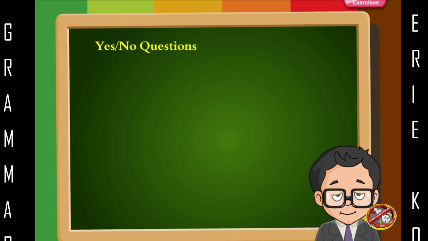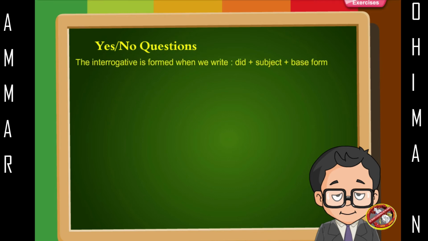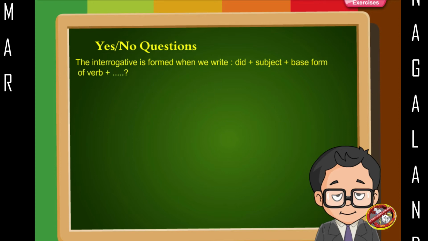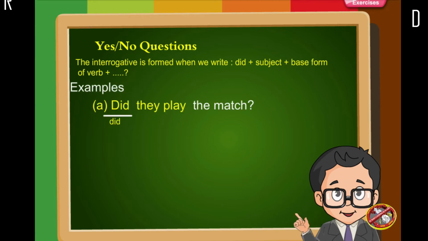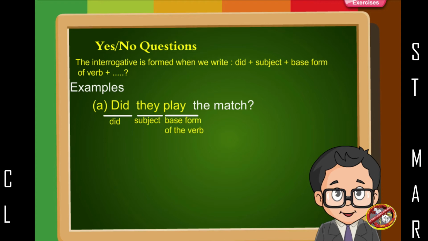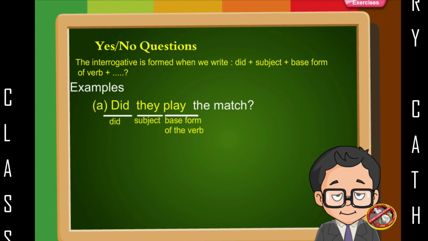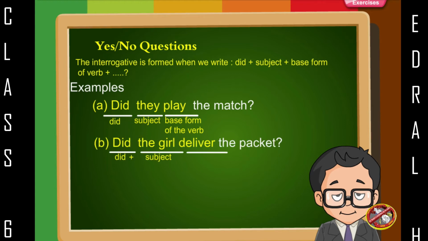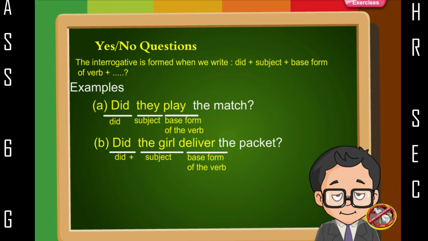Yes, no questions. The interrogative is formed when we write did plus subject plus base form of the verb plus question mark. Examples. Did, they, subject, play, base form of the verb, the match, question mark. Did, the girl, subject, deliver, base form of the verb, the packet, question mark.